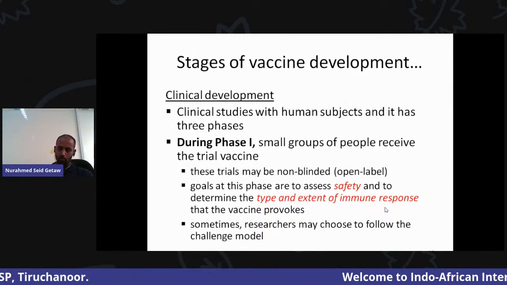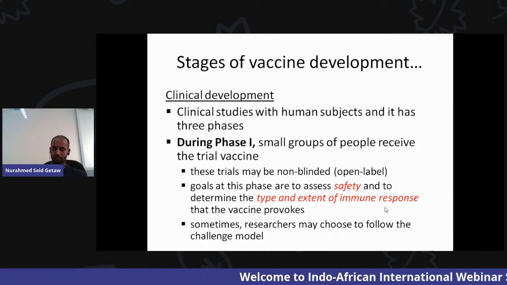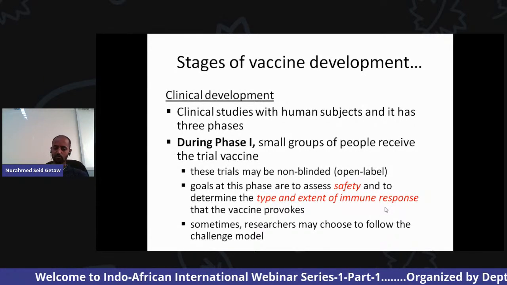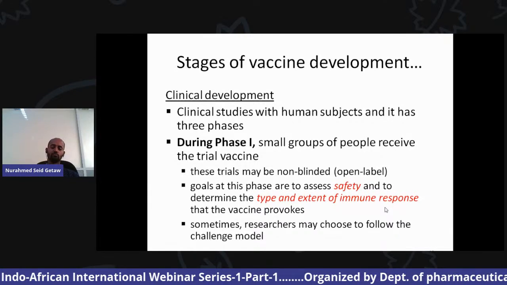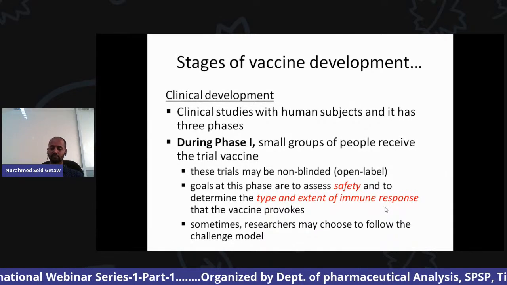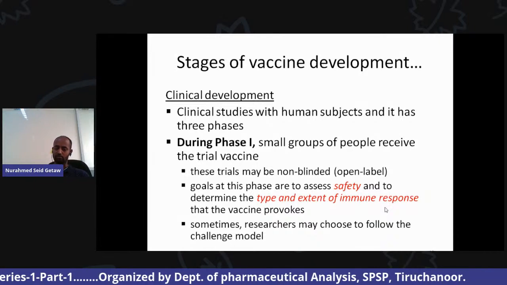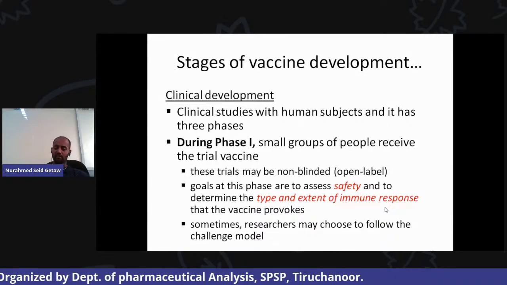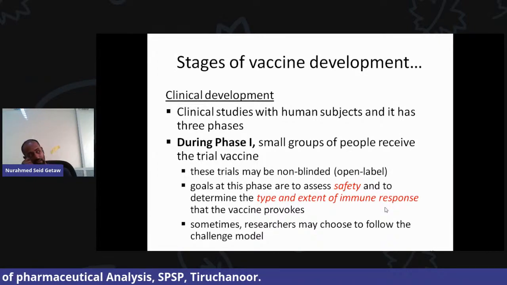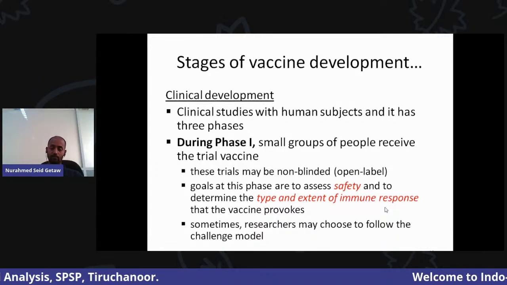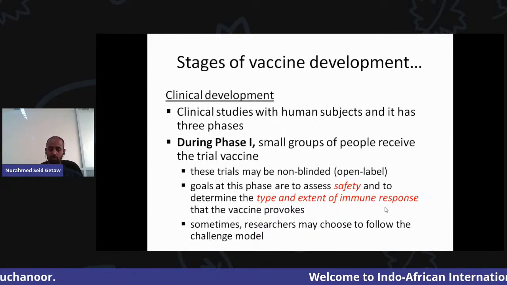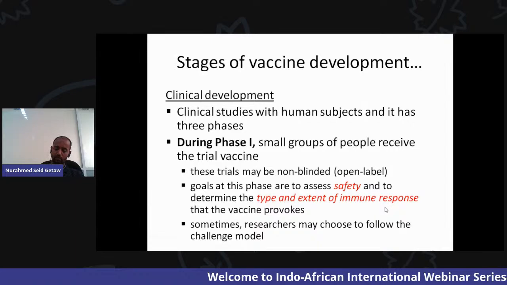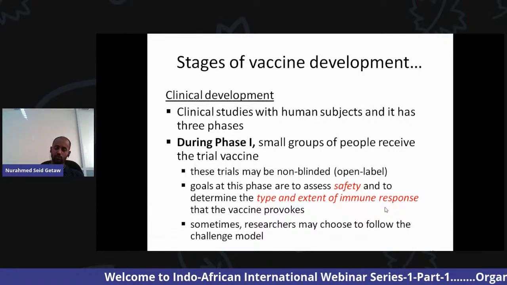So the goal of this phase 1 clinical trial study is to assess or to check the safety and to determine the type and extent of immune response in humans. Using actual human subjects, they will try to check safety and immunogenicity, the extent and kind of the immune response. And sometimes the researchers may also follow a challenge model.